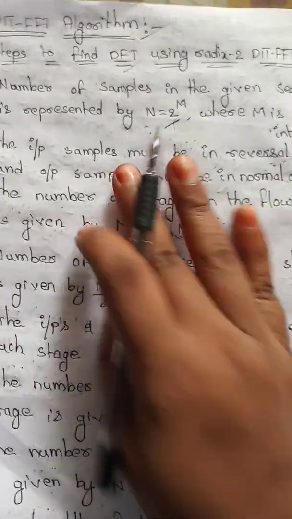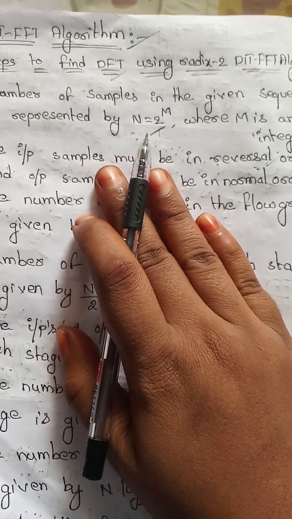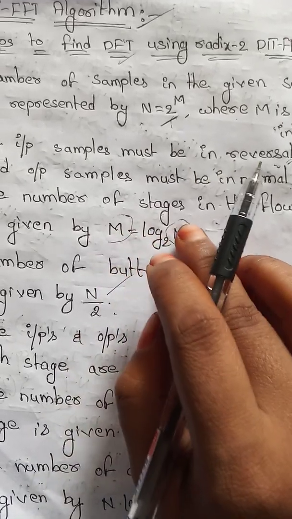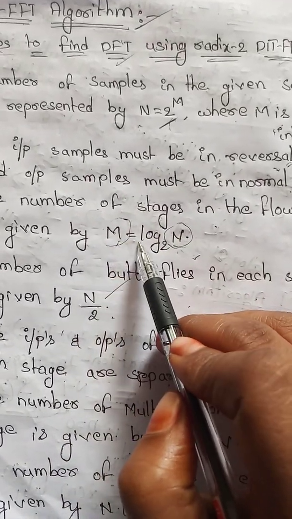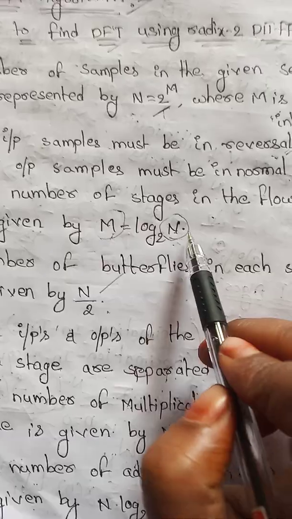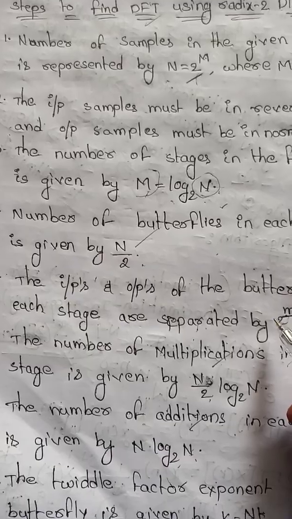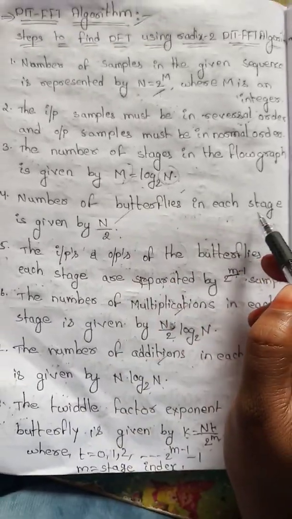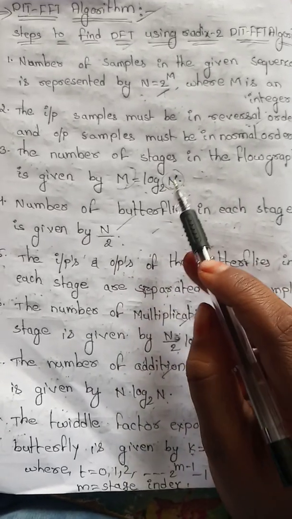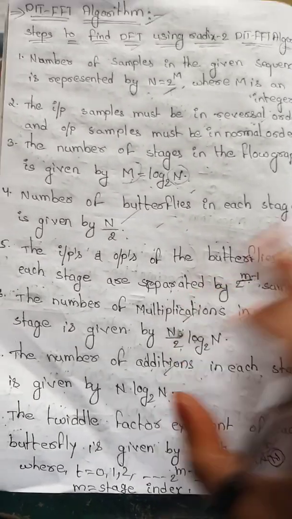Our third step is the number of stages in the structure. Here our formula is M equal to log base 2 N, where M is an integer and N is the given discrete time sequence length. Our fourth step is the number of butterflies in each stage, given by N by 2. Our fifth step is we are having inputs and outputs for the 3 stages.